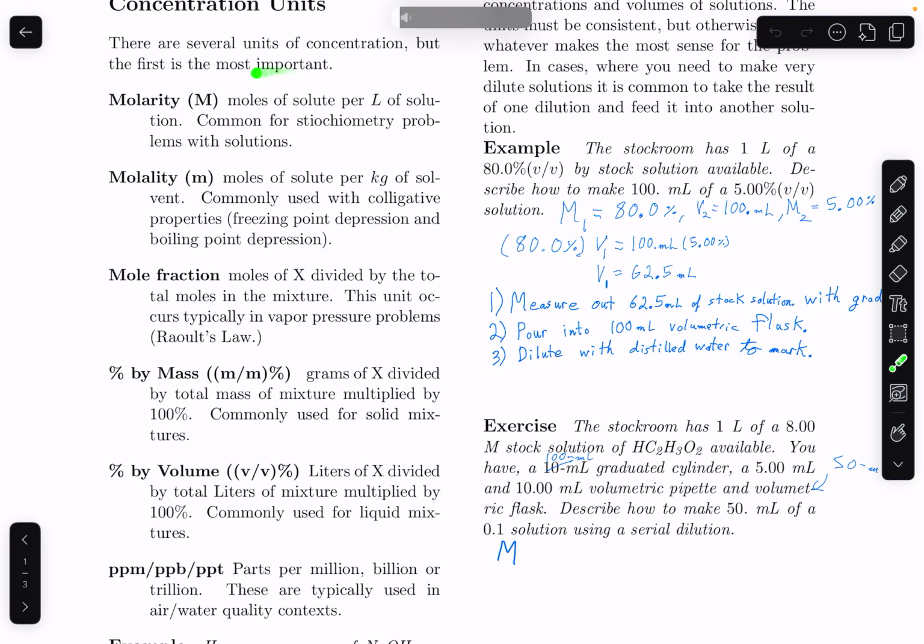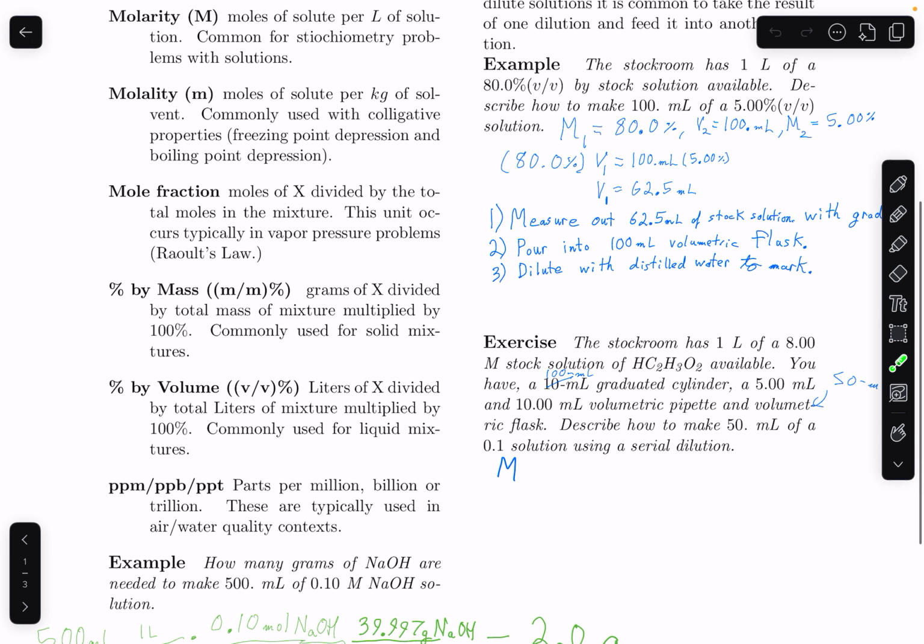The most important one by far is molarity. And then next you have molality. It's very similar, still moles of solute, but instead of per liter of solution, it's per kilogram of solvent. Now, for the case of water and small concentrations, like less than 1 molar or 1 molal, they're very similar. But molality is important for colligative properties like freezing point depression and boiling point elevation.